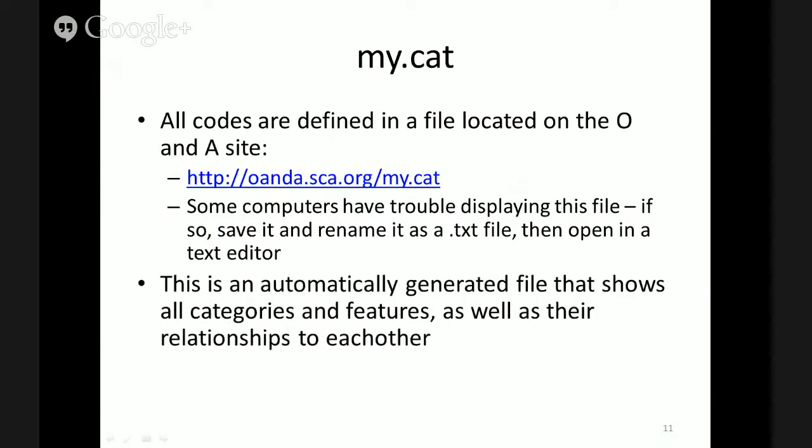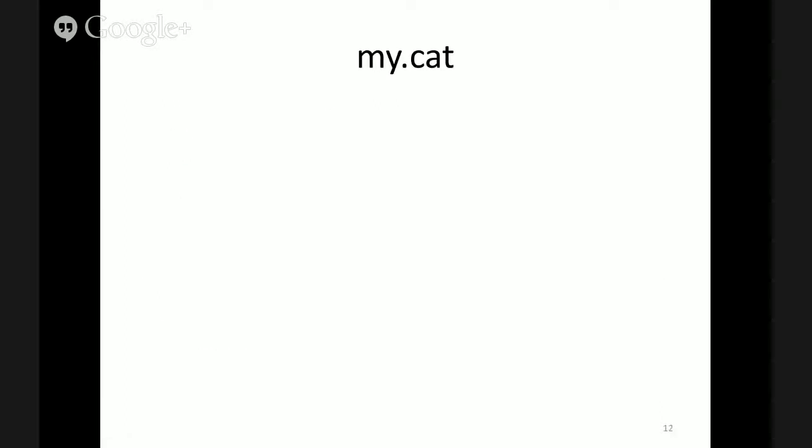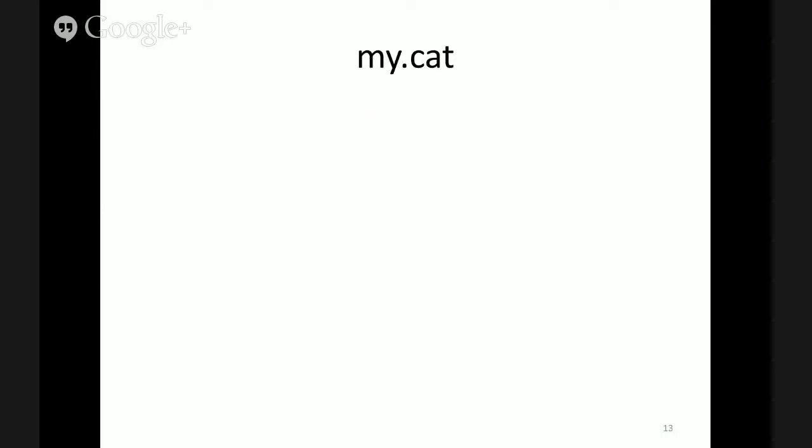This is an automatically generated file, and it shows all of the categories, all of the features, and how they relate to each other. And that's actually one of the key things in my.cat. What it does not show you is how they're used. So it's made up of three main sections. The first section is features, the second section is categories, and the third section is cross-references. And we're going to discuss them in reverse order.